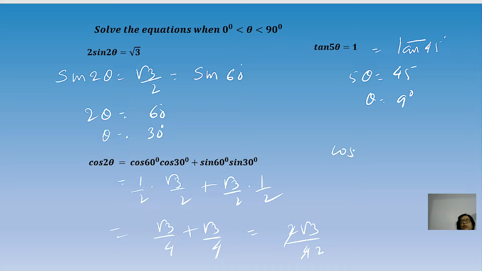So cos 2 theta is equal to root 3 by 2. That means it is equal to cos 30 degree. So 2 theta is 30 degree. So theta is equal to 15 degree.